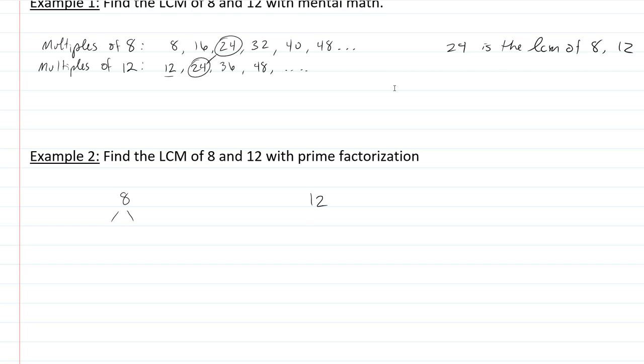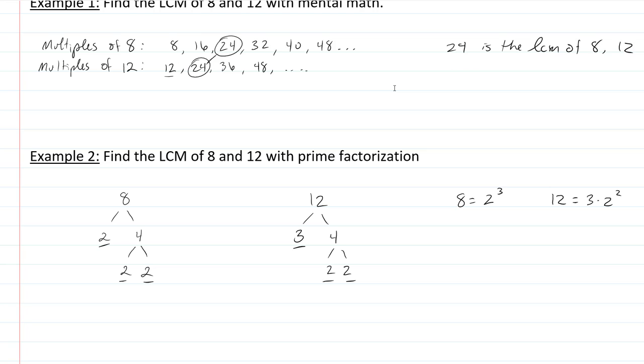So I write down 8 and 12, and let's prime factorize them using our factorization tree method. So 8 breaks down into 2 and 4, which then breaks down into 2 and 2. 12 breaks down into 3 and 4, which again breaks down into 2 and 2. So we can write 8 as 2 to the third. We can write 12 as 3 times 2 squared, looking at the bottommost row of our factorization tree.